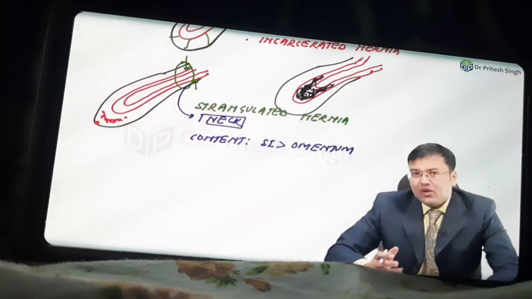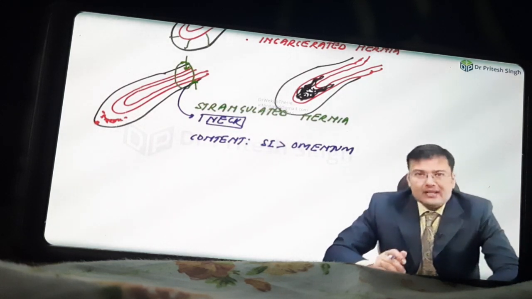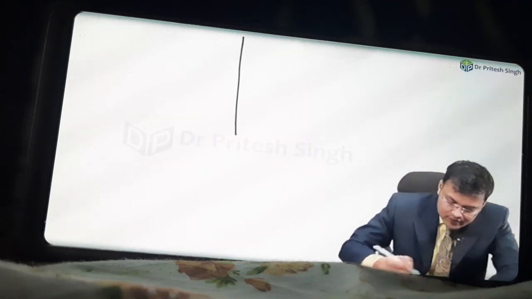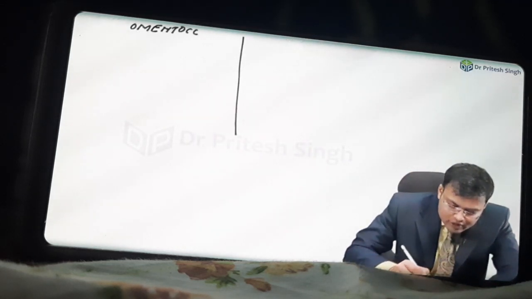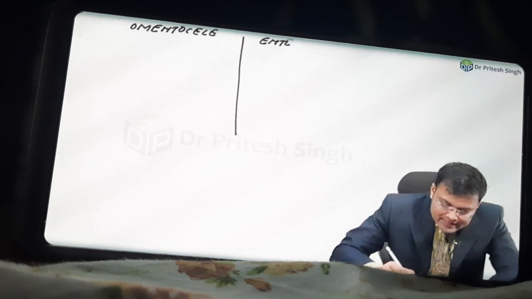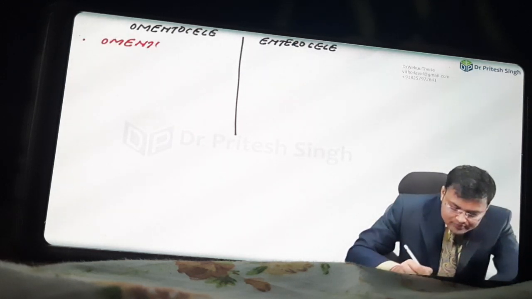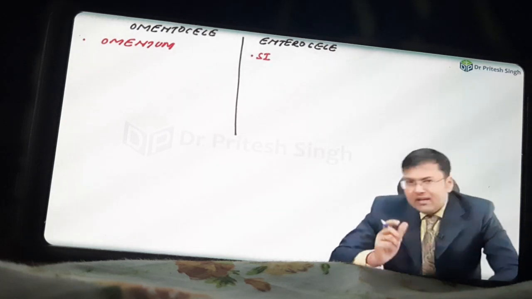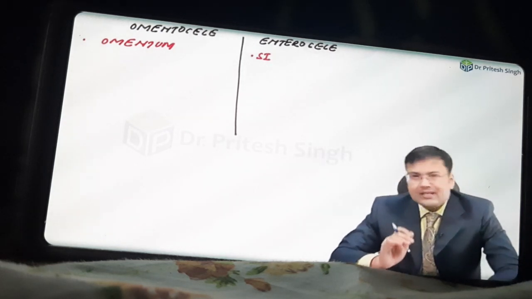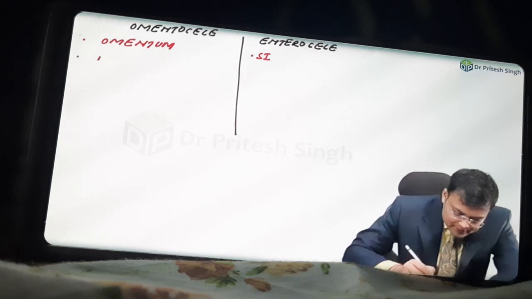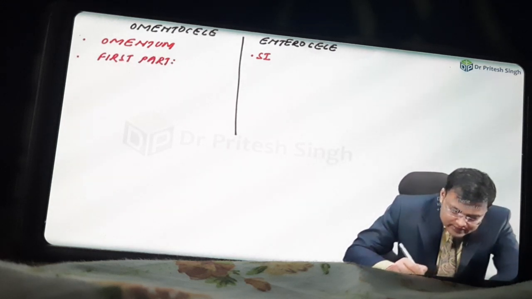After that, some patients have omentocele and some patients have enterocele. What's the difference? In omentocele, obviously the content is omentum. In enterocele, obviously the content is small intestine. Whenever we are trying to reduce the swelling in omentocele, the first part is easy to reduce and the last part is difficult. So here, the first part is easy to reduce.